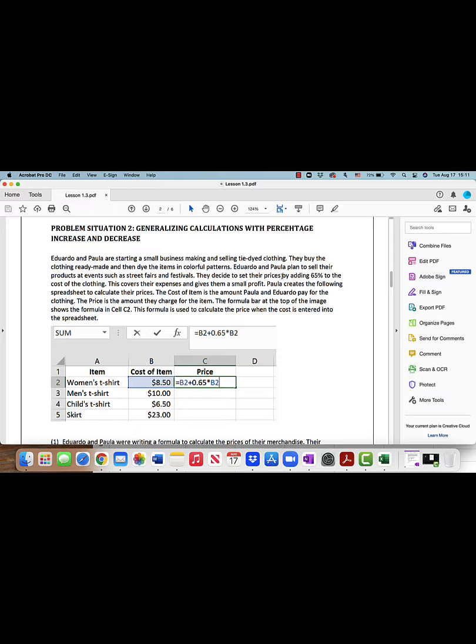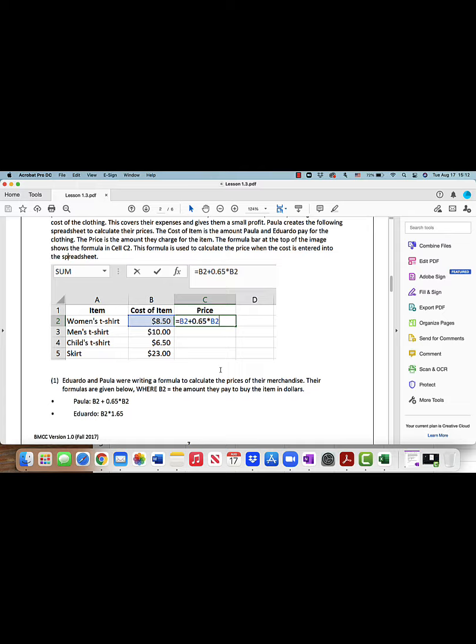Paula creates the following spreadsheet to calculate their prices. The cost of items is the amount Paula and Eduardo pay for the clothing, while the price is the amount they charge for the item to the customer. The formula bar at the top of the image right here shows the formula in cell C2. This formula is used to calculate the price when the cost is entered in a spreadsheet.